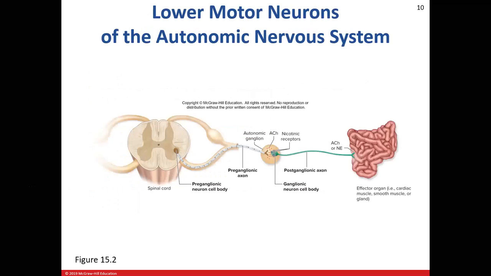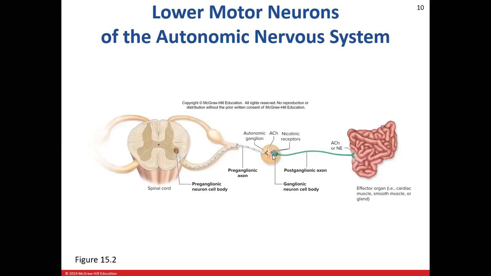So if we look at these lower motor neurons of the autonomic nervous system, you'll see here that we have it coming out of the spinal cord in this case. We have the preganglionic neuron cell body. It's going to be located here. In this case, we're looking at a sympathetic system fiber, at least for this particular example, if we say they're coming out of the lateral horn. So we have that preganglionic neuron cell body located here. We have our preganglionic axon that's still coming before the ganglia. We then get to the ganglia, which is an autonomic ganglia. These preganglionic fibers are going to release acetylcholine.